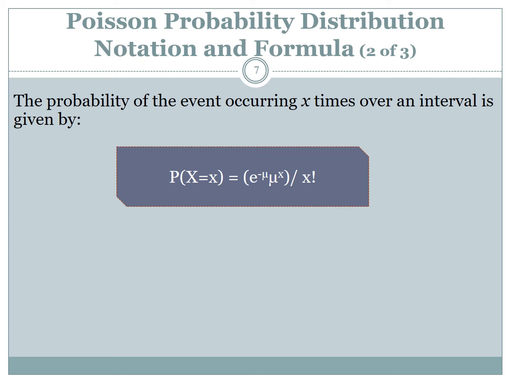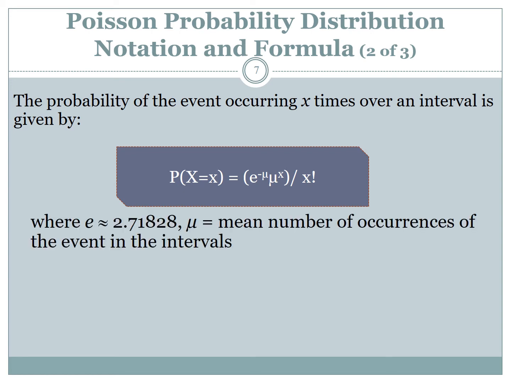So let's talk about the formula. The formula for determining the probability of the event occurring x times over an interval is given by the following. The probability that big X, the variable, is equal to a specific number, 5, 6, 7, or whatever, is equal to e, and e is the irrational number approximated by 2.71828. So it's e raised to the minus mu. Mu is the mean given for the Poisson distribution.